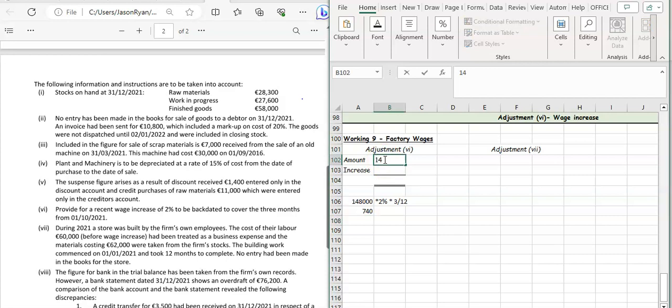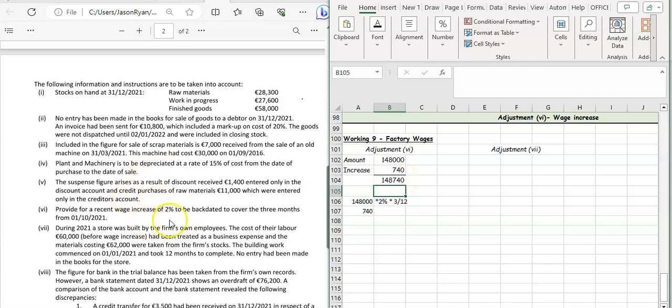So it's 148,000. We're going to add on the wage increase of 740. So that's going to give us new direct factory wages of 148,740, and that's what goes into your manufacturing account.